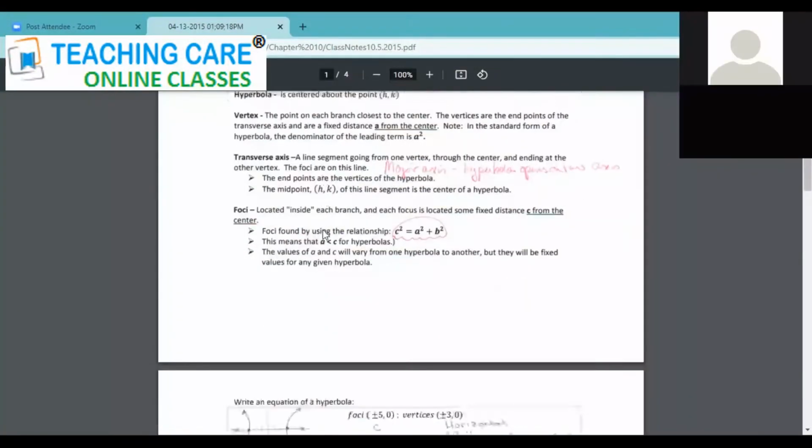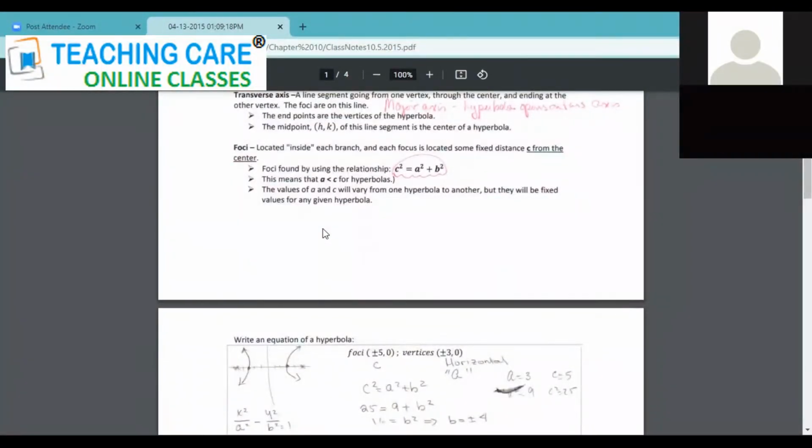Coming to your foci, as you had in the ellipse, here also we have foci. They will be located inside each branch. You can find the foci using c squared equals a squared plus b squared. This formula you can use if it is not given or if they are asking us to find it. This means that your a value will be less than c, and the values of a and c will vary from one hyperbola to another.